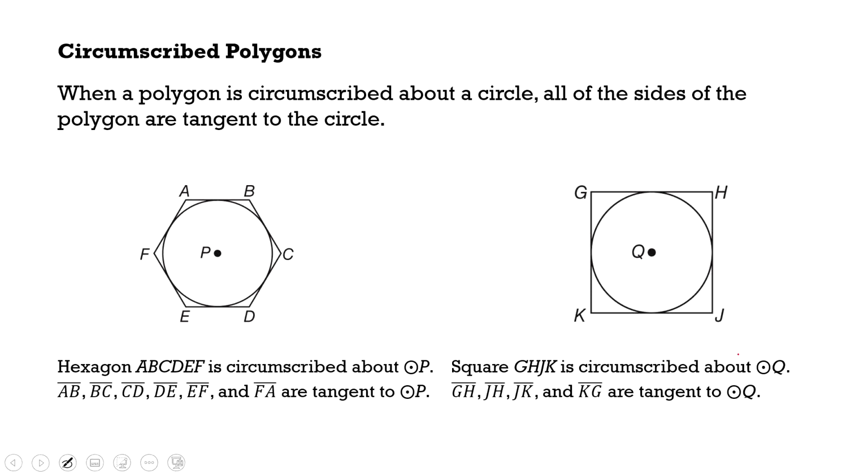The picture on the left, the hexagon, is circumscribed around P, so it's tangent at 6 sides to the circle. So we'd still be able to figure out some perimeters and some areas and stuff using the circles and some information we have from the circles.